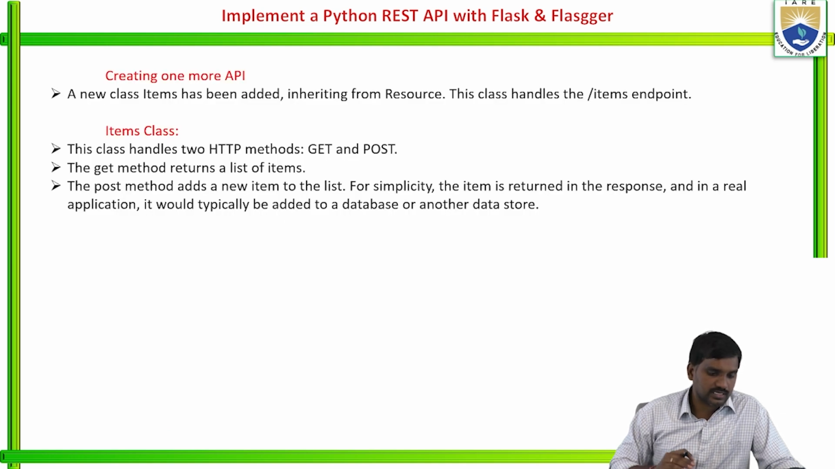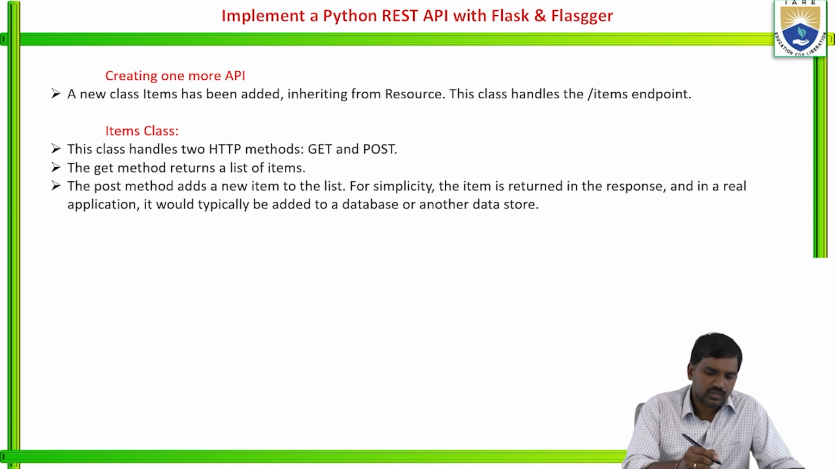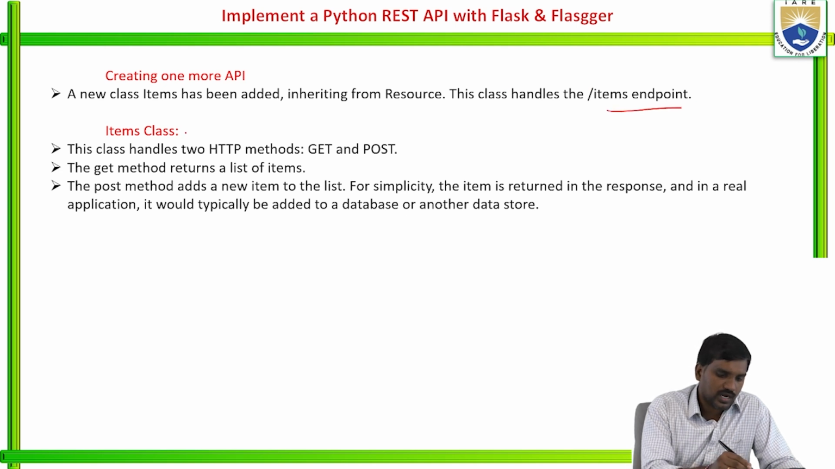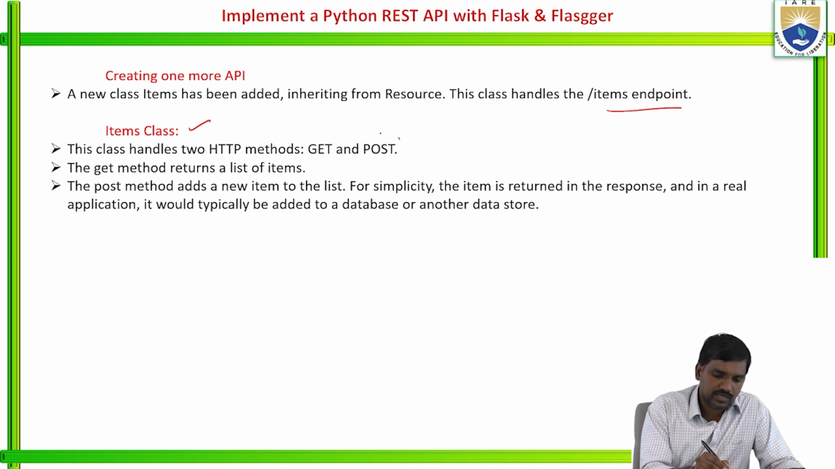Next, creating one more API by using Flasgger only. A new class Item: we add some new classes to the API that can be executed by Flasgger only. Inheriting from the resource, the class handles the items or endpoint. This Item class handles two HTTP methods.